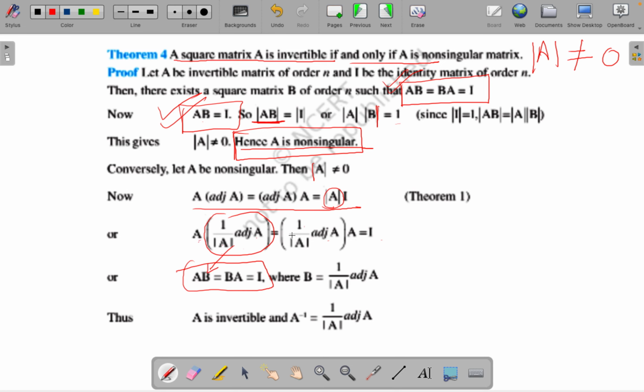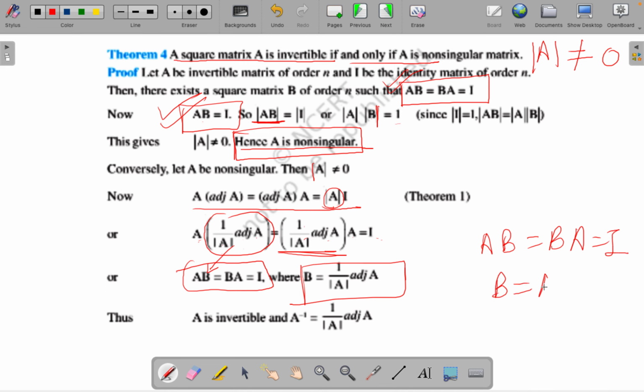So check here. If I compare this with this equation, children, can I say this is B? A into B is equal to B into A is equal to I. So this becomes my B. So what is B? B was the inverse of A, right? This was the definition. If A into B equals B into A equals I, then B is known as A inverse. So A inverse is 1 upon determinant of A into adjoint of A. So this is another formula to find the inverse.